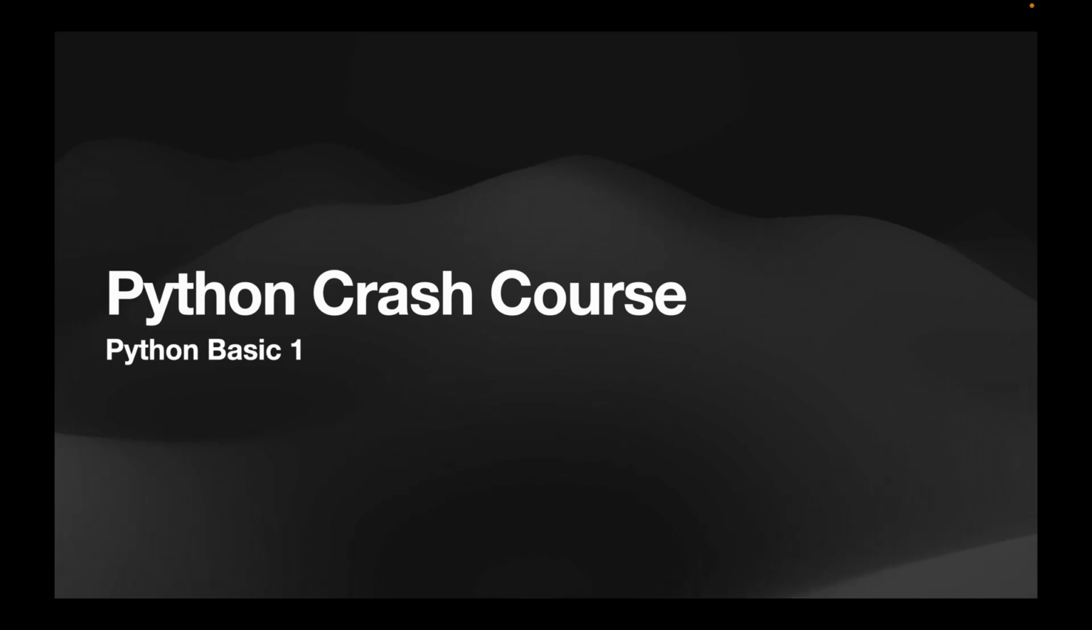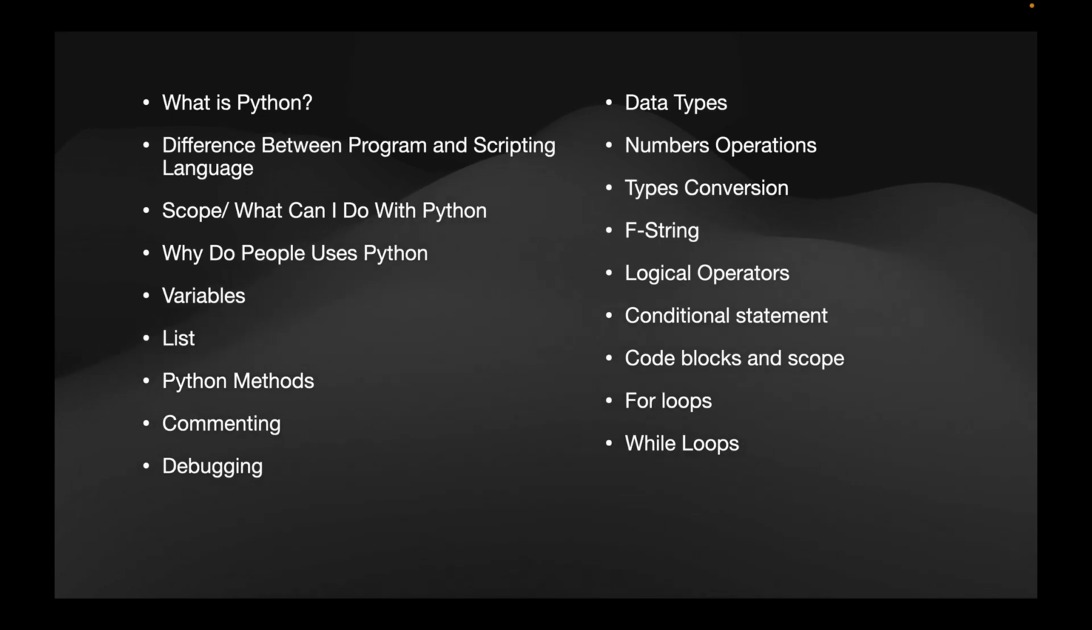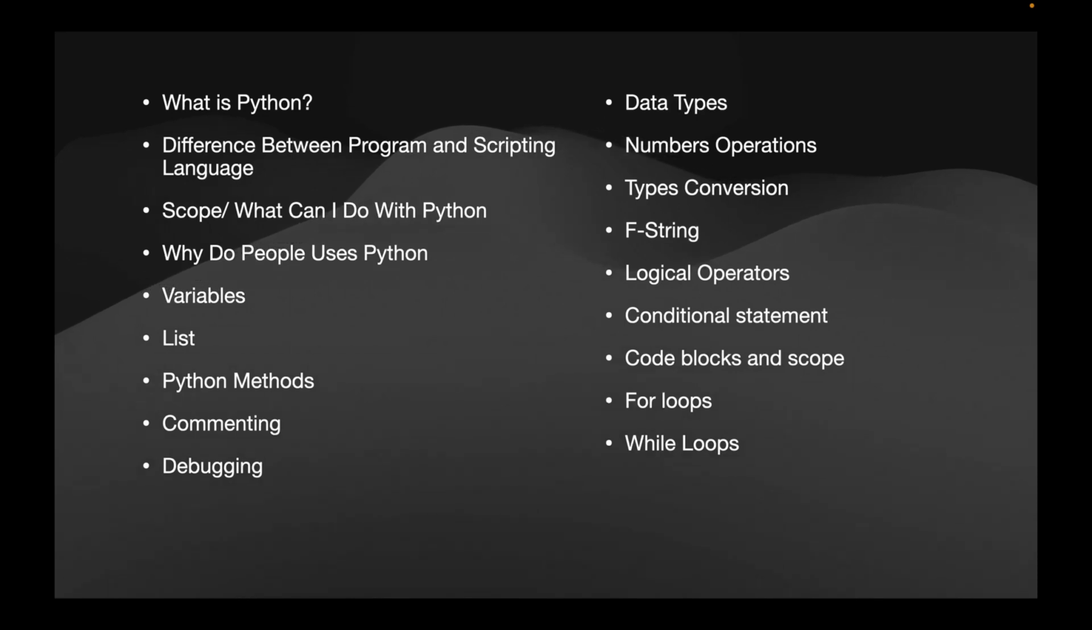So, Python crash course, Python basics 1. That's my name. This is our agenda for the day. What is Python? We need to understand what Python is before we can do anything. Difference between programming and scripting language. Scope: what can I do with Python? Why do people use Python? Then we talk about variables, lists, Python methods, commenting, debugging. These things might look strange to you now, but don't worry, with time you are going to understand them very well. Data types, number operations, type conversion, f-strings, logical operators, conditional statements, code blocks and scope, for loops, while loops.